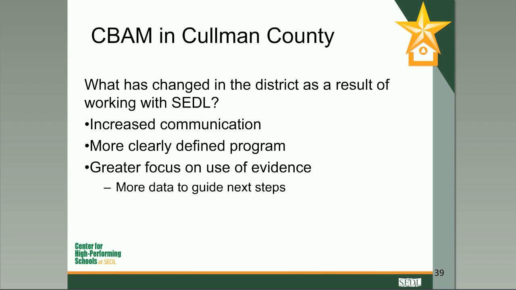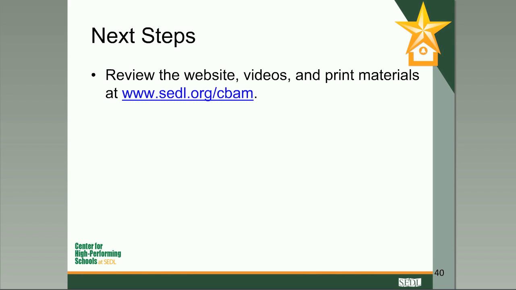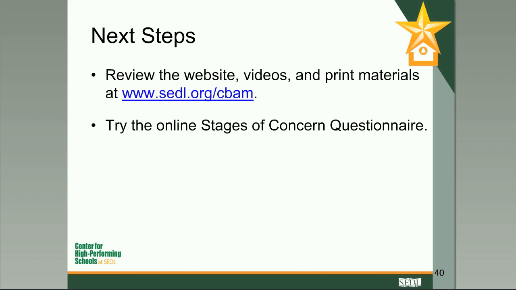What we would like to do right now is to give you an idea of what some of the next steps could be. One of the things that we would suggest is that you can go to the website, which is cetl.org/CBAM, where you can get information about some of the videos and some access to print materials about the concerns-based adoption model. One of the things that's going to be occurring after today's webinar is that you'll be receiving a follow-up email that's going to have links to a number of resources that you can access.